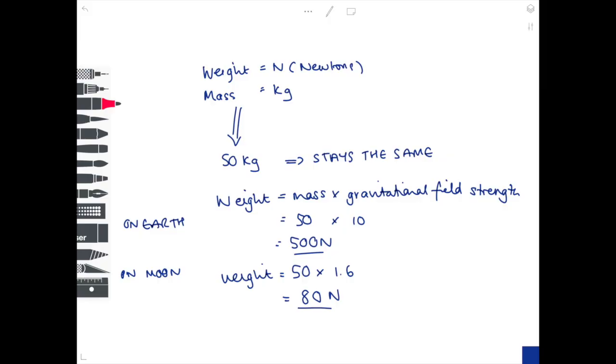So although in everyday life we talk about how much we weigh, we say 50 kilograms, remember that's inaccurate and that we're actually discussing our mass. And as long as you can use this equation, weight equals mass times gravitational field strength, you'll have no problems.